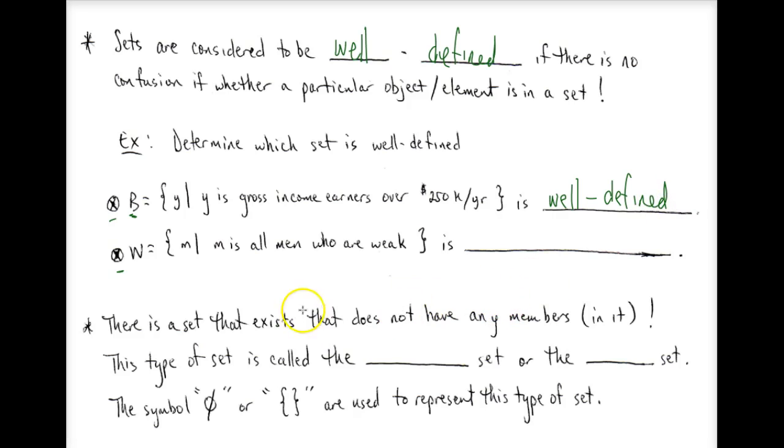On the contrary, we see that set W is an example of something that would not be a well-defined set. We say that because W is the set of all m, where m is considered to be men who are weak. And so the question here is, what do you mean by weak? Do you mean weak physically? Do you mean weak mentally? Do you mean weak in intelligence? Do you mean weak at doing a particular job, or whatever? So you see how I have to ask all those questions. Since we don't know what weak actually means, we know that this particular set is not well defined.